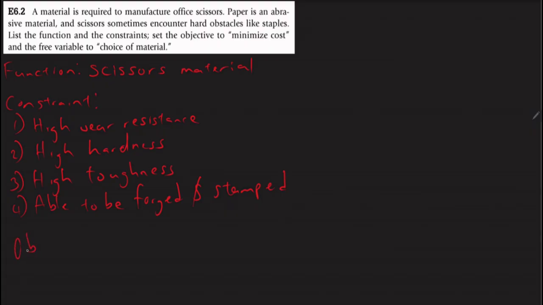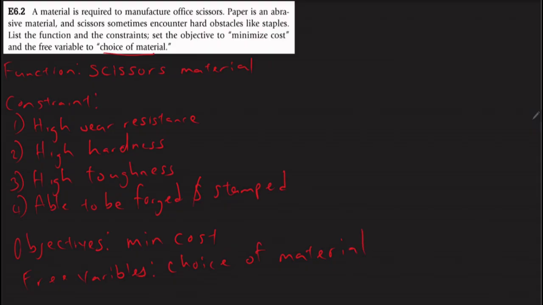Then the objectives. After reading, we can see we have listed the function and the constraints. We set the objective to minimize cost. So we are trying to minimize cost. Then our free variable is the choice of material. So that's our free variable.